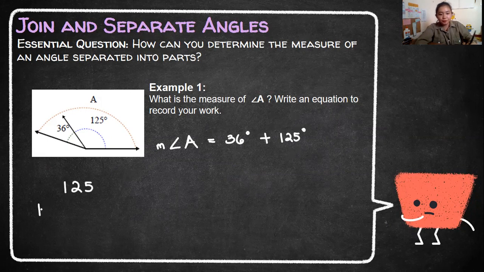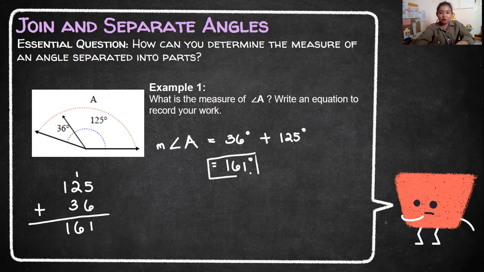125 plus 36. Simply add them. 5 plus 6 is 11. Carry over 1. 2 plus 3 is 5, plus the carryover earlier, that makes 6. Then just simply bring down 1. So the measure of angle A would be 161 degrees. We now have the measure of our angle A.